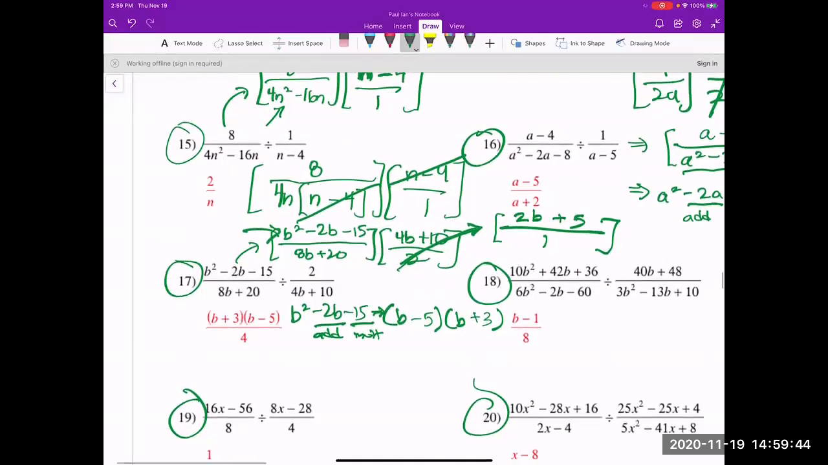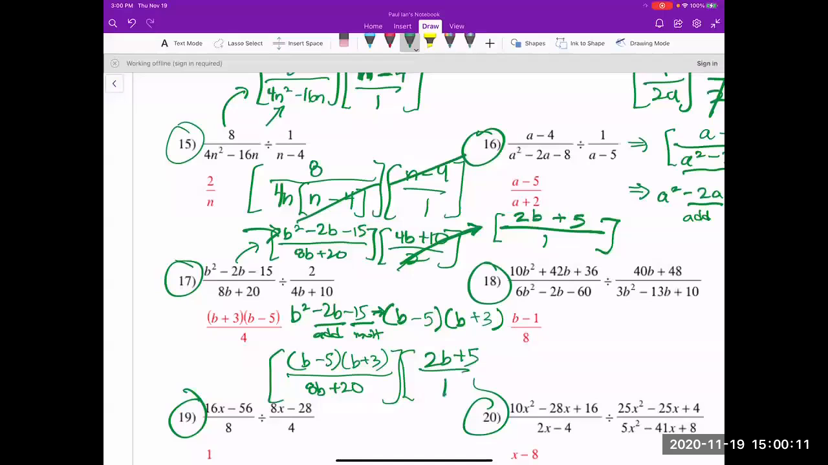So let's see if we can put that up top. Okay, let's just do that. b minus 5, b plus 3 divided by 8b plus 20, and times it by 2b plus 5 over 1.